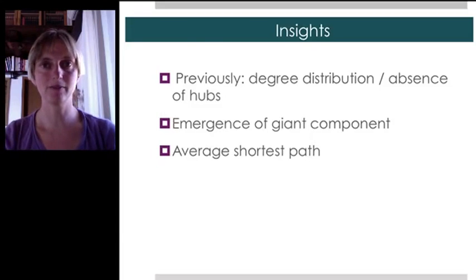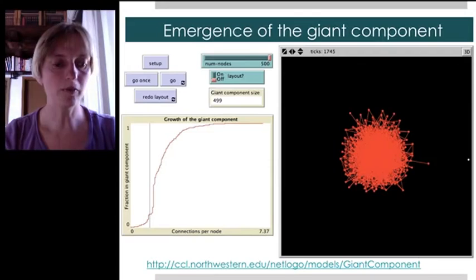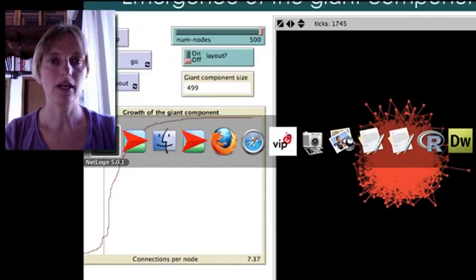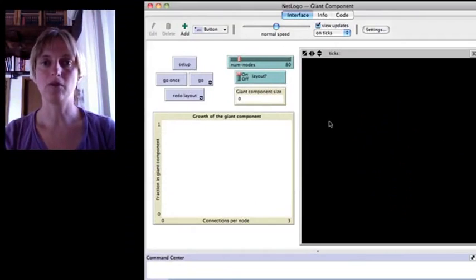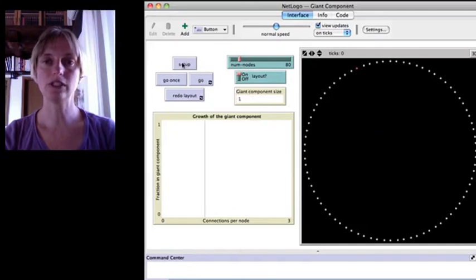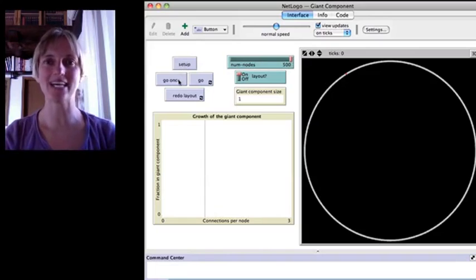shortest path is. What I'd like you to do is to go to this app, which is a NetLogo app, to look at how the giant component comes about. In this model, when you click Setup, it's just going to start with a number of nodes. So here I've selected 80. Maybe we should up that to 500. Yes, that's a nice number. So we're going to the max.